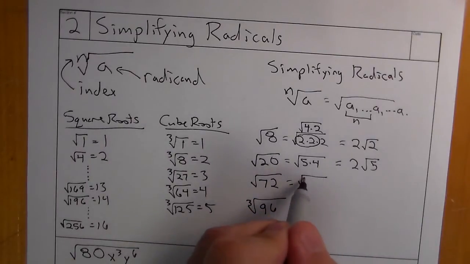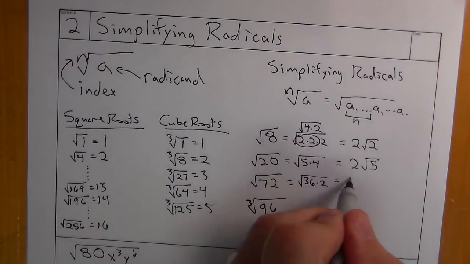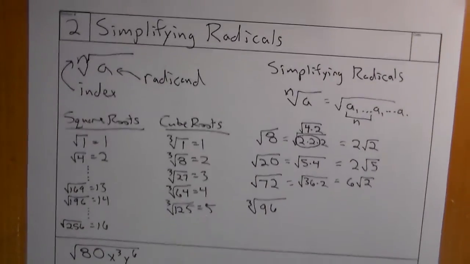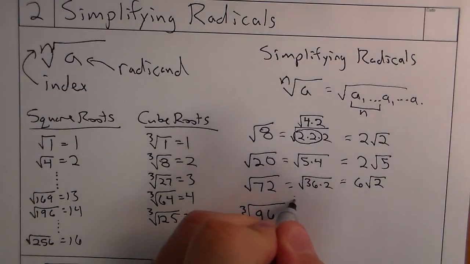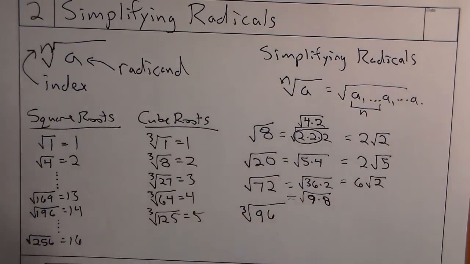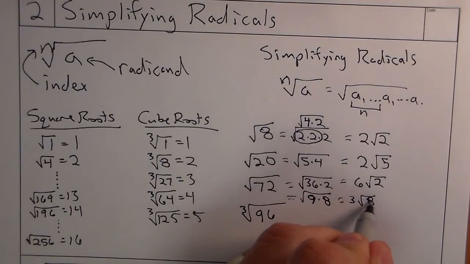72, we could say the square root of 36 times 2. 36 is the largest perfect square factor that it has. The square root of 36 is 6, which makes it 6 root 2. So let's say we took 72, and instead we write the square root of 9 times 8. Now 9 we know is, square root of 9 is 3, so that becomes 3 root 8.